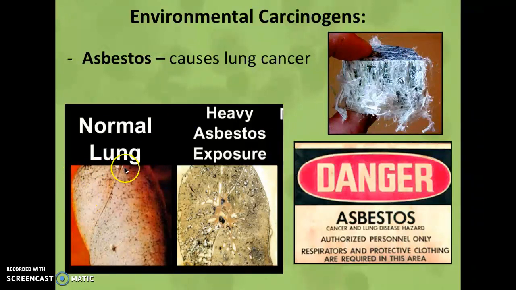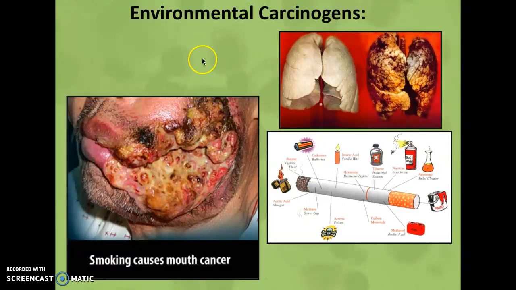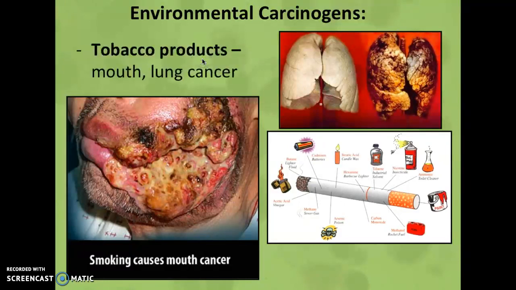So this is what a normal lung looks like. And this is one from heavy asbestos exposure. So it can cause cancer, causes a lot of respiratory issues. And another environmental carcinogen, tobacco products. So you see warnings about tobacco products a lot of times on TV or billboards, things like that. So normal lungs look like this. This is lungs that have been basically embedded with different types of tobacco products over time. So it could be exposure to cigarettes or something like that. It's probably going to be cigarette smoke or cigar smoke.